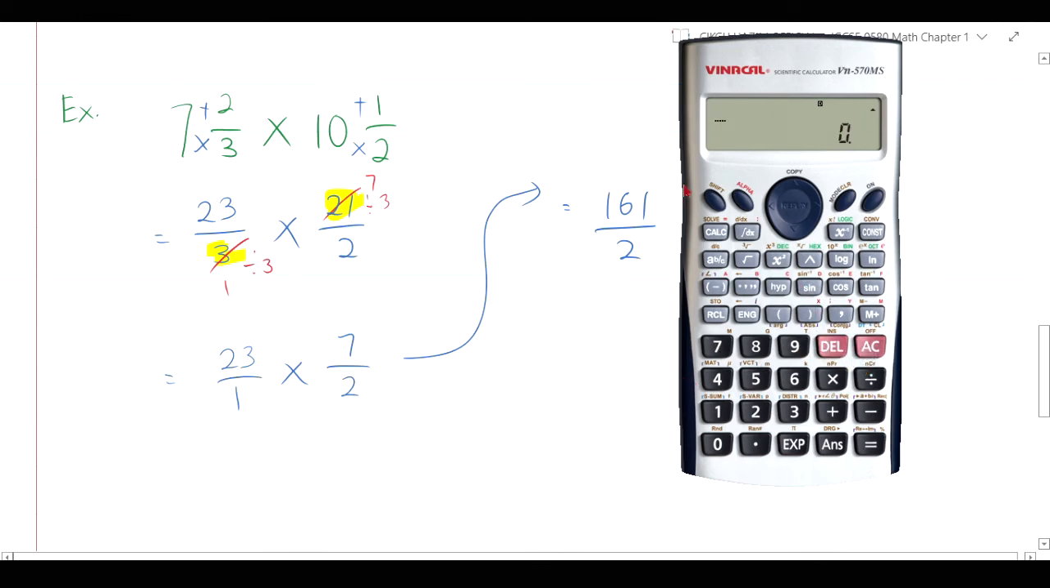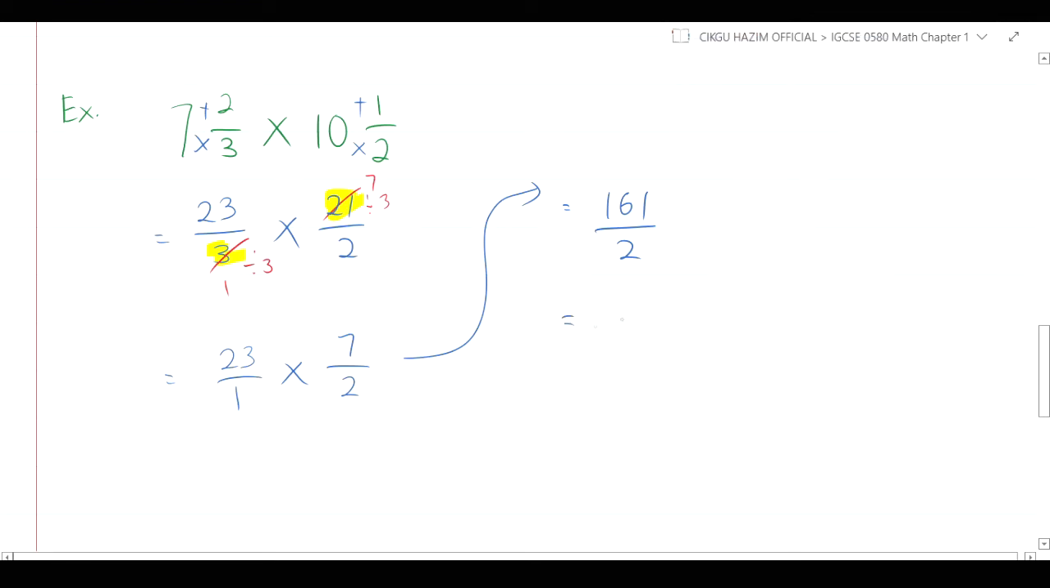And then how do we change this back into a mixed number, because most of the time they ask you to put it back as a mixed number? Straight away put it in the calculator: 161 divided by 2. What did you get here? You get 80.5. But how do we change it into a fraction? If you press this fraction button here, it will appear like this: 161 over 2 as a mixed number, 80 and 1 over 2. So it's easier for you to check it in the calculator. Use your calculator wisely and fully utilize it to save your time. And that's the answer for this question.